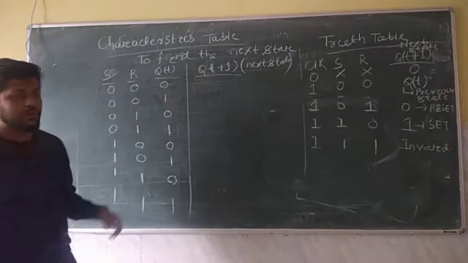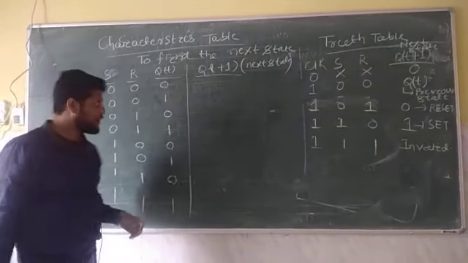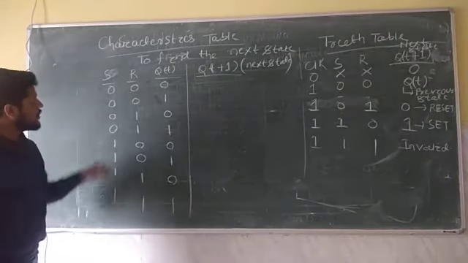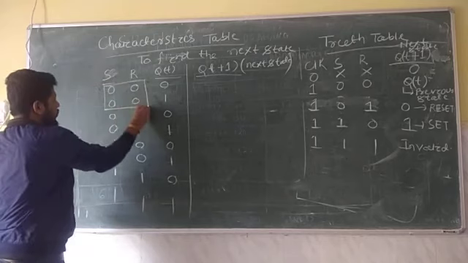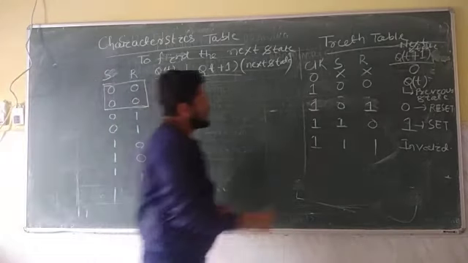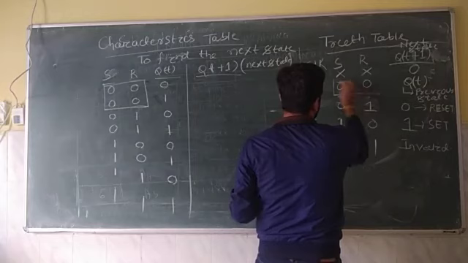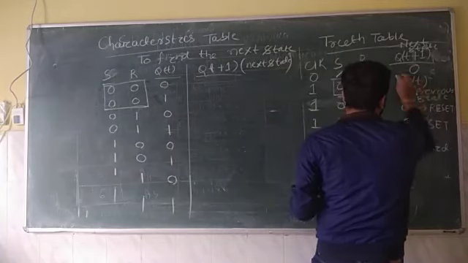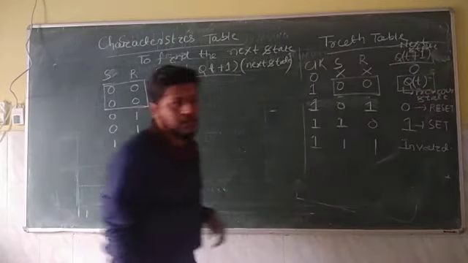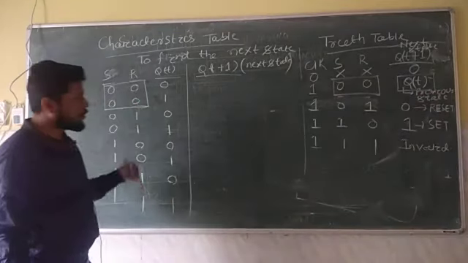Now from the truth table I am going to write this expression. So how to write the expression? Look at this condition, that is when S is equal to 0, R is equal to 0, what will happen here? When S is equal to 0, R is equal to 0, your Qt plus 1 becomes equal to Qt, that is your memory or previous state.